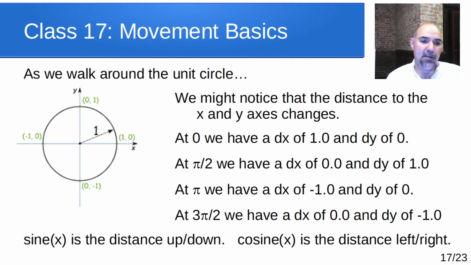And if I keep walking around, x now starts to shrink and goes back down to 0, and y goes to negative 1. Then if I walk back around a little more, x will start growing back to 1, and y will go back to 0. So that will continue. Sine gives us the distance above or below the line, or up and down, and cosine gives us the distance to the left and right.